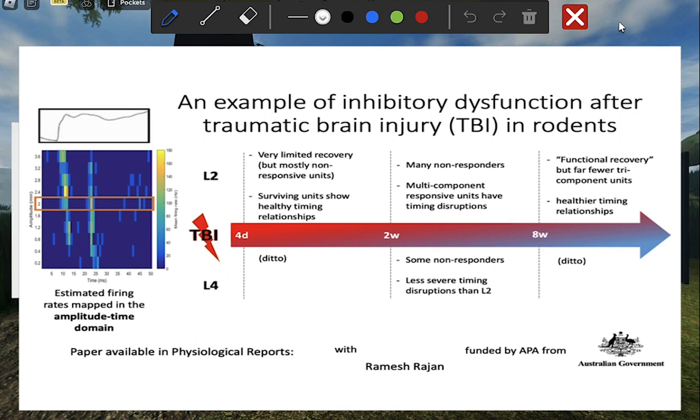What we did is we took rodents and we gave them a diffuse traumatic brain injury, which is a little bit cruel, but they're under anesthesia when we do that.